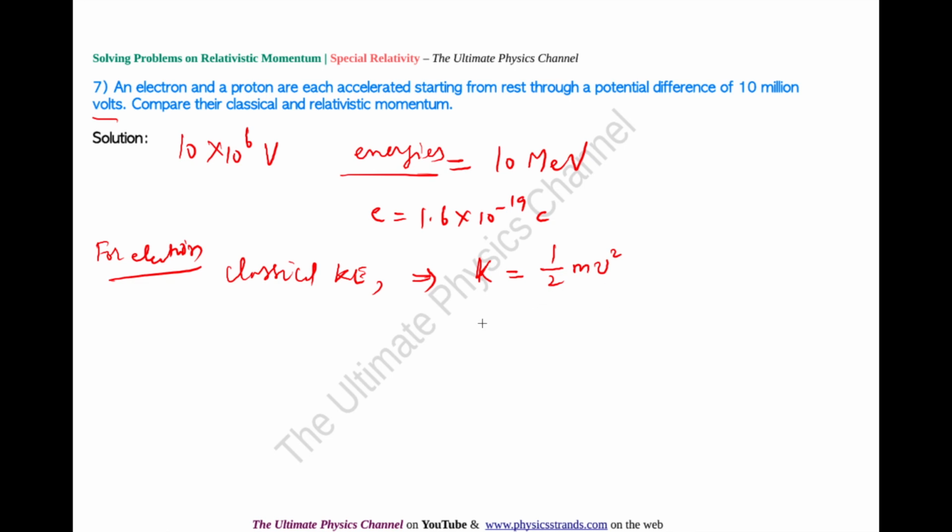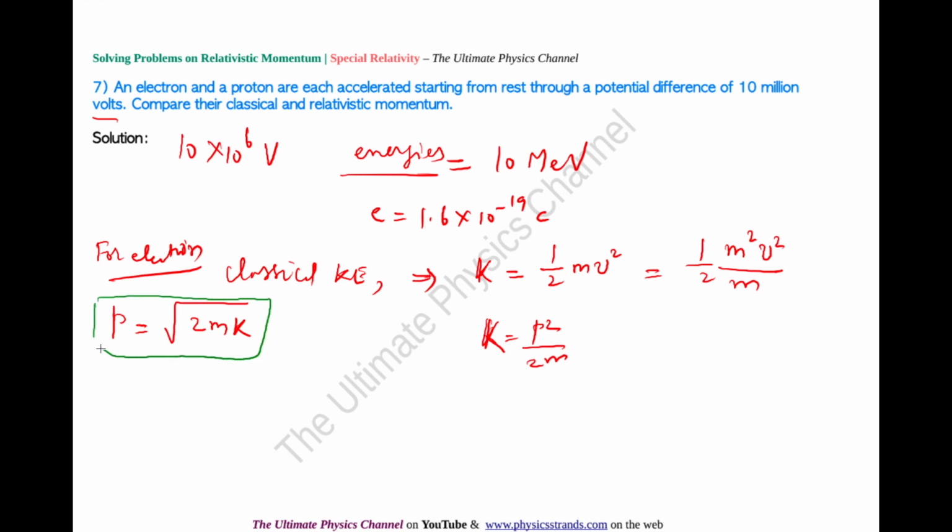Now this can be manipulated and written in terms of momentum, because if we multiply by m and divide by m, we get p squared over 2m. So K is equal to p squared over 2m. This is after making the m as m squared and p squared, dividing it by m. That is p squared over 2m. That is K. So from this I can write the momentum expression: p is equal to square root of 2mK, where K is the kinetic energy. So this is my classical expression I have to use for momentum in this case.